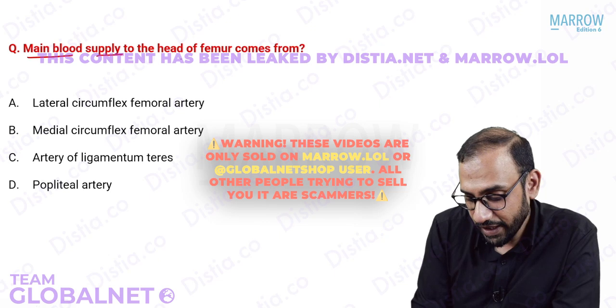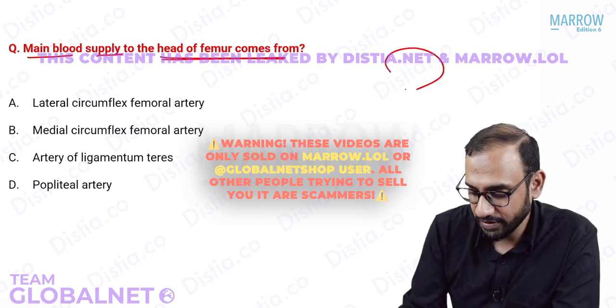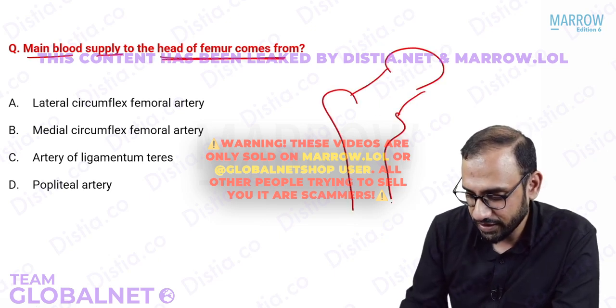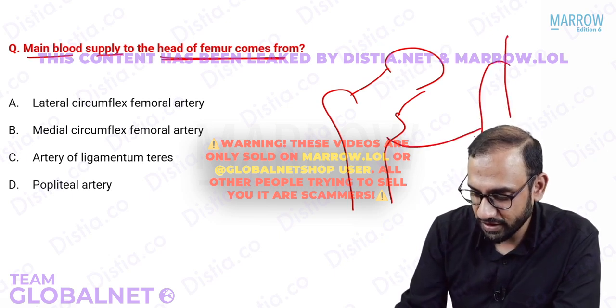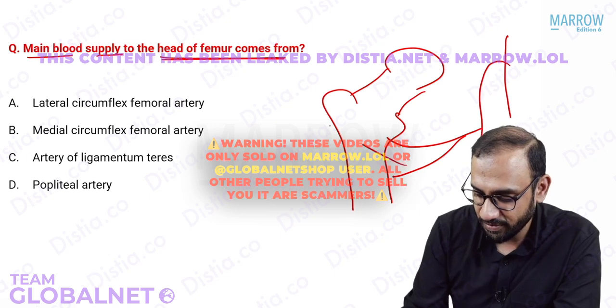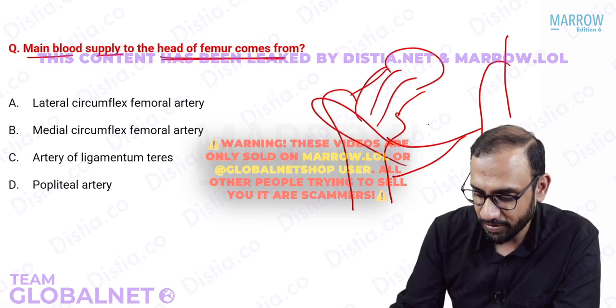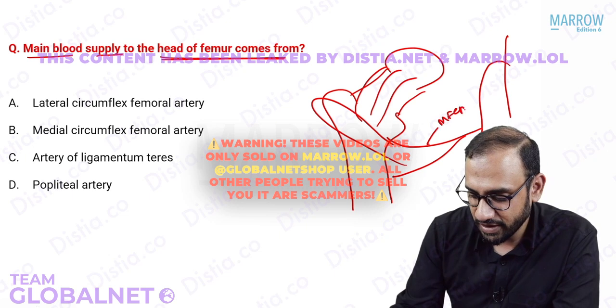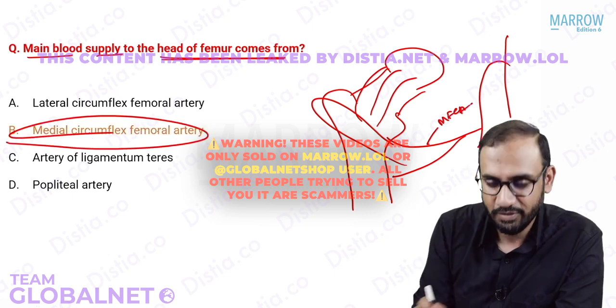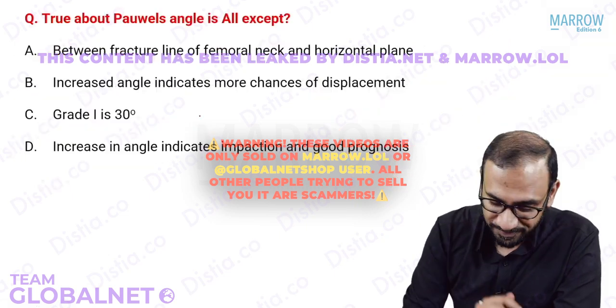Main blood supply to the head of the femur comes from: head of the femur, neck, greater trochanter, lesser trochanter, femoral artery, profunda femoris, medial femoral circumflex, lateral femoral circumflex, which make a ring and proceed upwards. Predominant source, medial femoral circumflex artery. Yes, medial femoral circumflex artery.